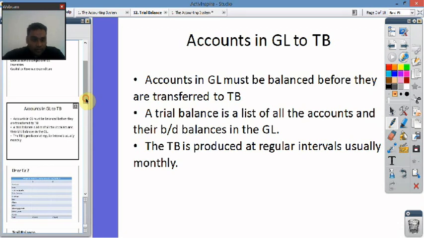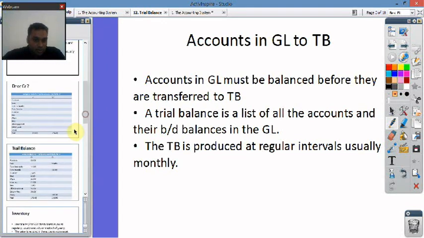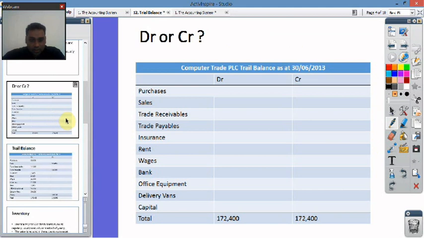It's not 100% certainty, because you can have compensating errors. Maybe you made two errors that exactly balance each other out, but it's an indication that you've done it correctly. So the trial balance is just a list of all the accounts that are in the general ledger, and it's produced monthly normally. Other companies may do it at different periods, but normally it's monthly. So let's have a look at this.